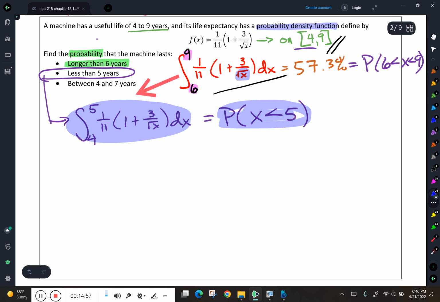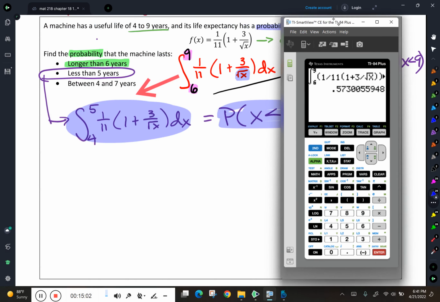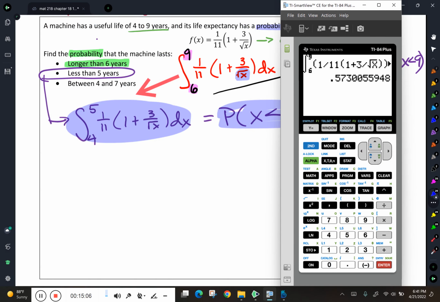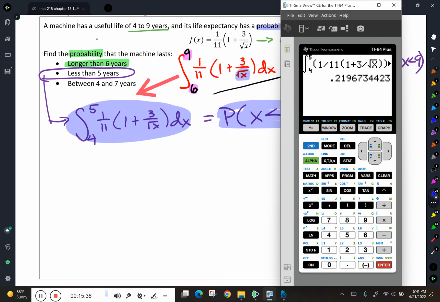Okay? Now I could do this one by hand like I did the other one, but I'm going to choose not to. I'm going to go back to my calculator and see if I can figure out how to do this again. Okay. So let's see, how do I do this again? How do I do this? Okay. I go to my function integrate command. I type in my lower limit. I type in my upper limit. I type in my integrand, which in this case is 1/11, parentheses 1 plus 3 divided by the square root of x. Close those parentheses so the 1/11 gets distributed, and then it's with respect to the variable x is dx, and I get a 22% chance.